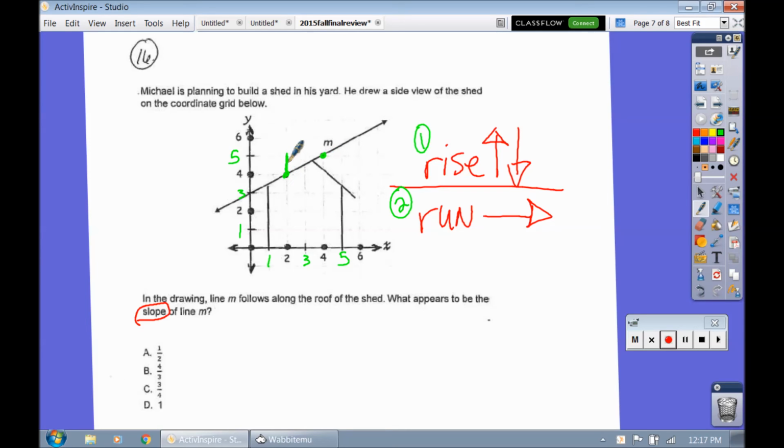The first thing we do is we're going to rise up 1. So you have to rise up. So our top number is 1, and we're going to run to the right twice. Our bottom number is 2. So what is our slope? It's a half. You go up 1 over 2, up 1 over 2, up 1 over 2.